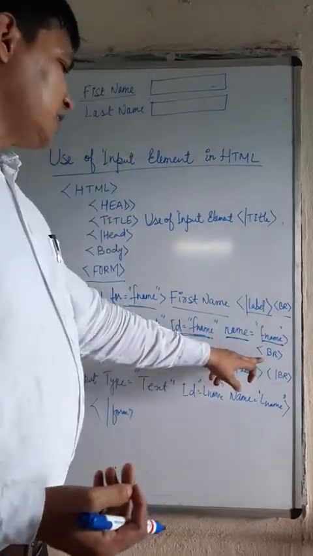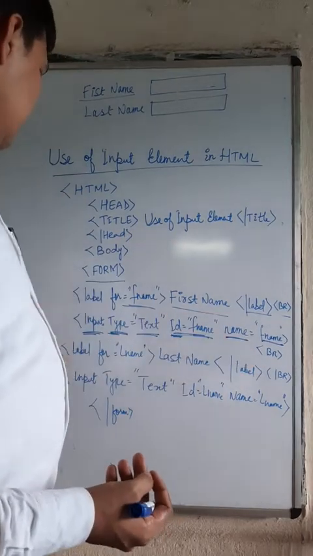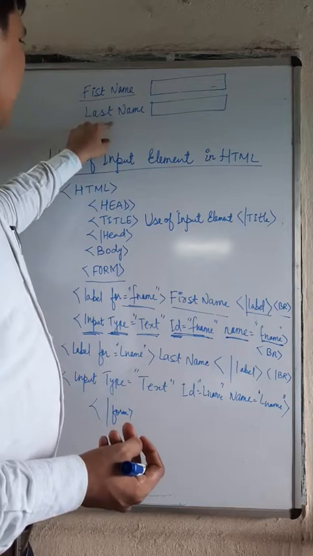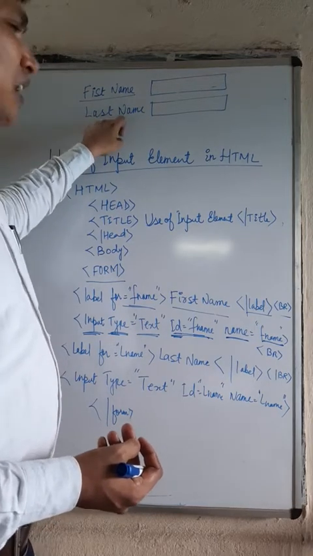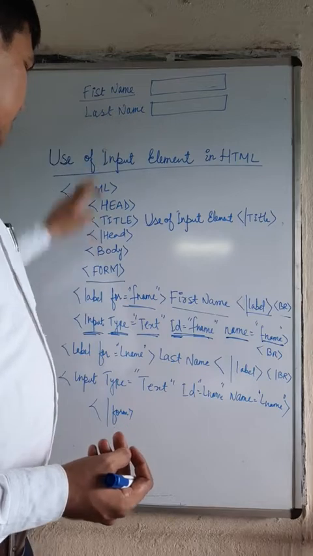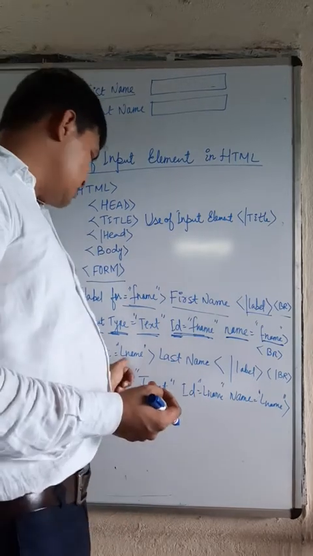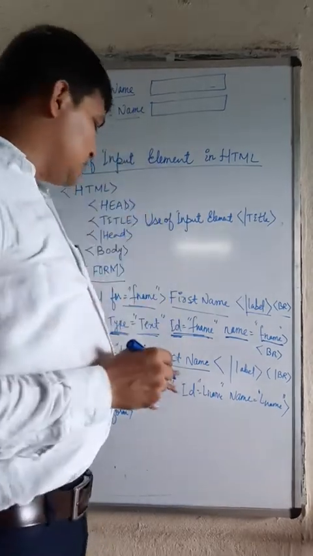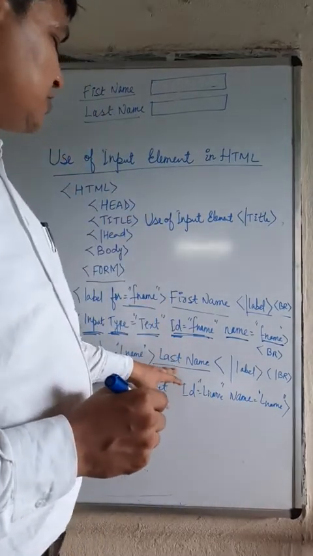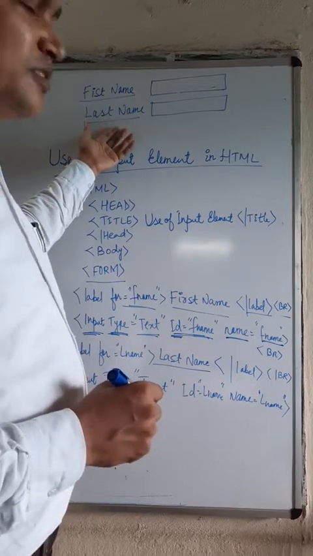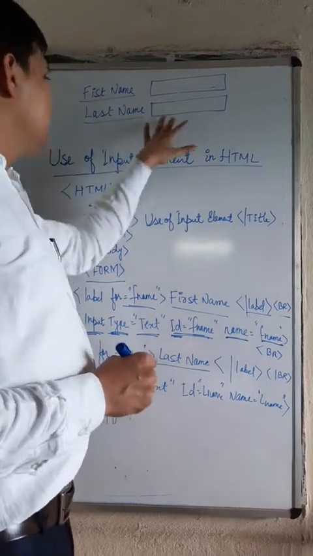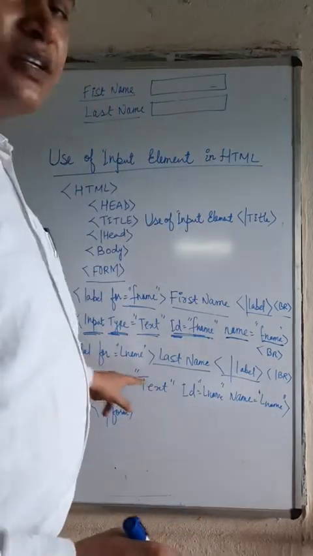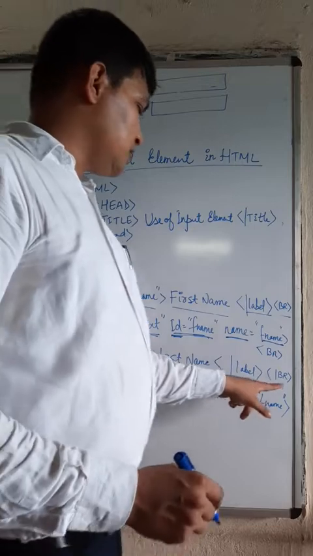Then, after the BR tag, in the same way, I'm going to define the next label, the last name. The name of this label is L name, and the text displayed here will be the last name. If I change anything here, the text will change. Then I have to close the label tag, because the label tag is a container tag. That's why I have to close this, and then I have to break the line.